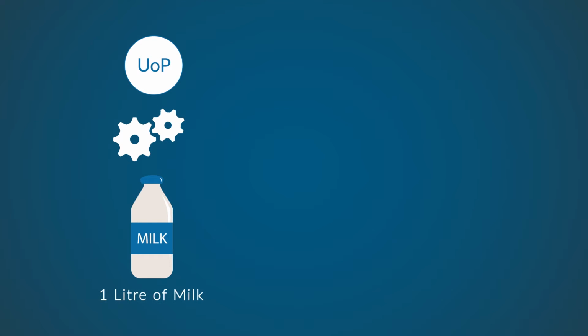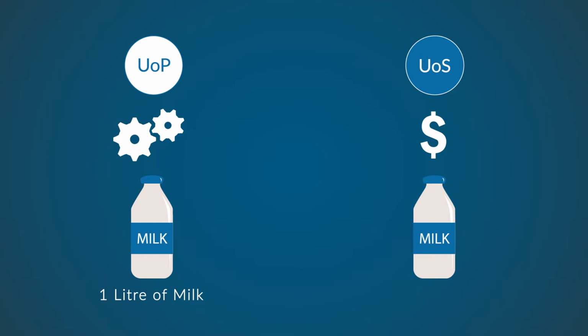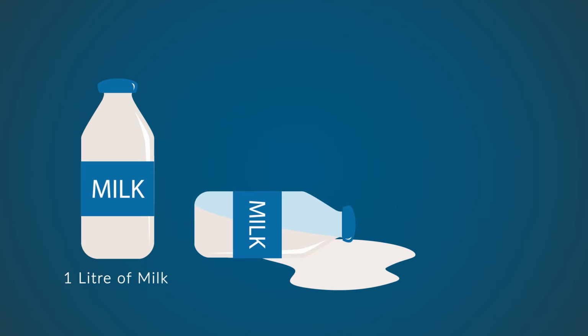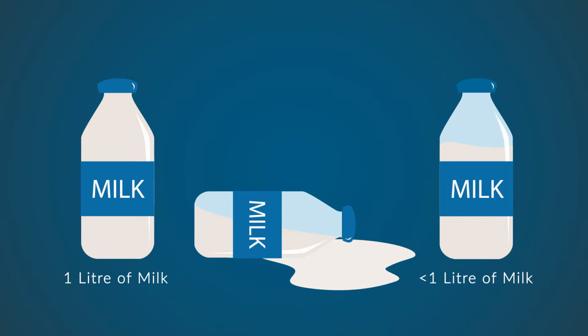And remember, if the unit of production is the litre, and the unit of sale is also the litre, the number of units of sale per unit of production must be 1 or less. You cannot sell more than 1 litre of milk for every litre you produce. In fact, if there are losses expected, in this context due to spills or spoilage, you may only be able to sell less than 1 litre of milk per litre produced.